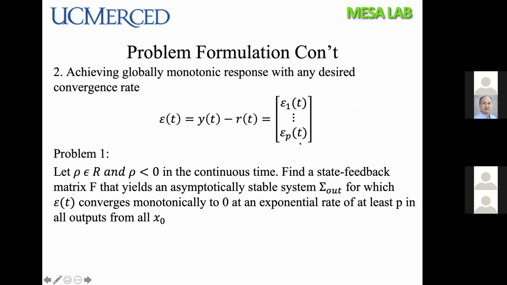So here, I am going to propose Problem 1. Let rho belong to the real numbers with rho less than 0, where rho should be an eigenvalue of the matrix in continuous time. Find a state feedback matrix F such that applying the control law with this F to sigma yields an asymptotically stable closed loop system sigma, for which the tracking error epsilon(t) converges monotonically to 0 at a rate at least rho in all outputs from all initial conditions.